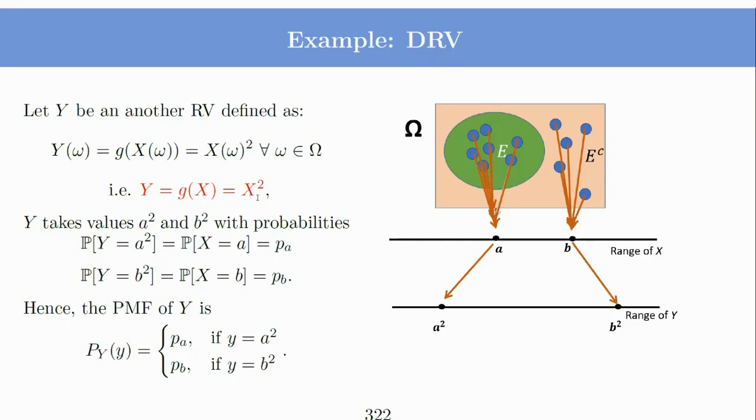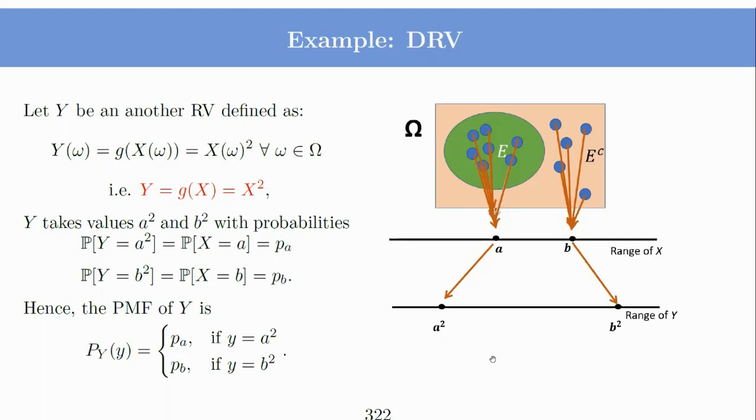Whenever we know the value of X, the value of Y can be calculated directly from the value of X. So here you can look at all these outcomes which are mapping to A, they will map to A square. So Y(omega) for all these omega will be A square. And for all these omegas here, Y(omega) will be B square. So Y will take two values, A square and B square.